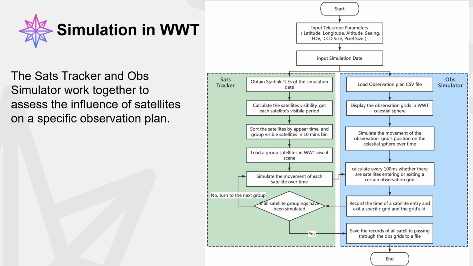Using these 2 modules in combination, we can determine when the Starlink satellites will enter which observation grids, and thus affect the observation. After this, the OBS Simulator will automatically record the satellites passing through the observation grid. The module will calculate every 100 milliseconds in the background whether there are satellites entering or exiting a certain grid. In this way, whether and how the satellite has an impact on the observation plan can be analyzed.